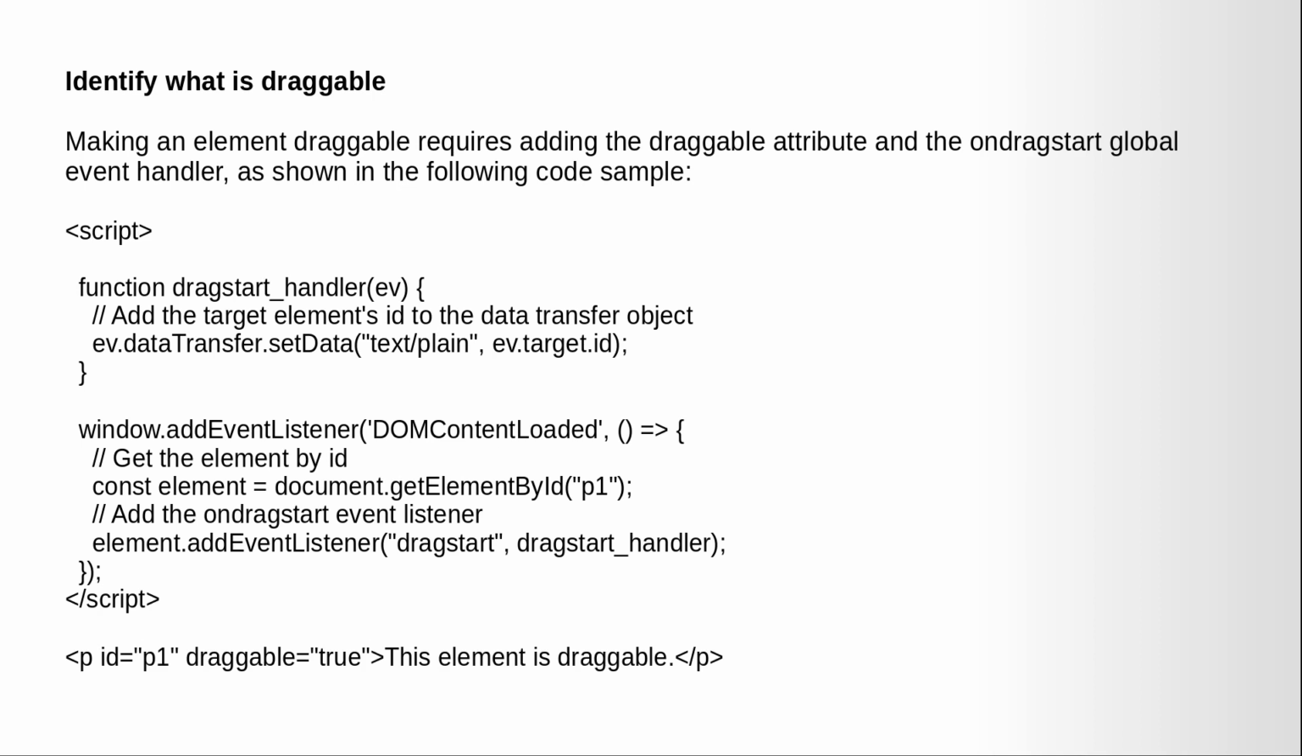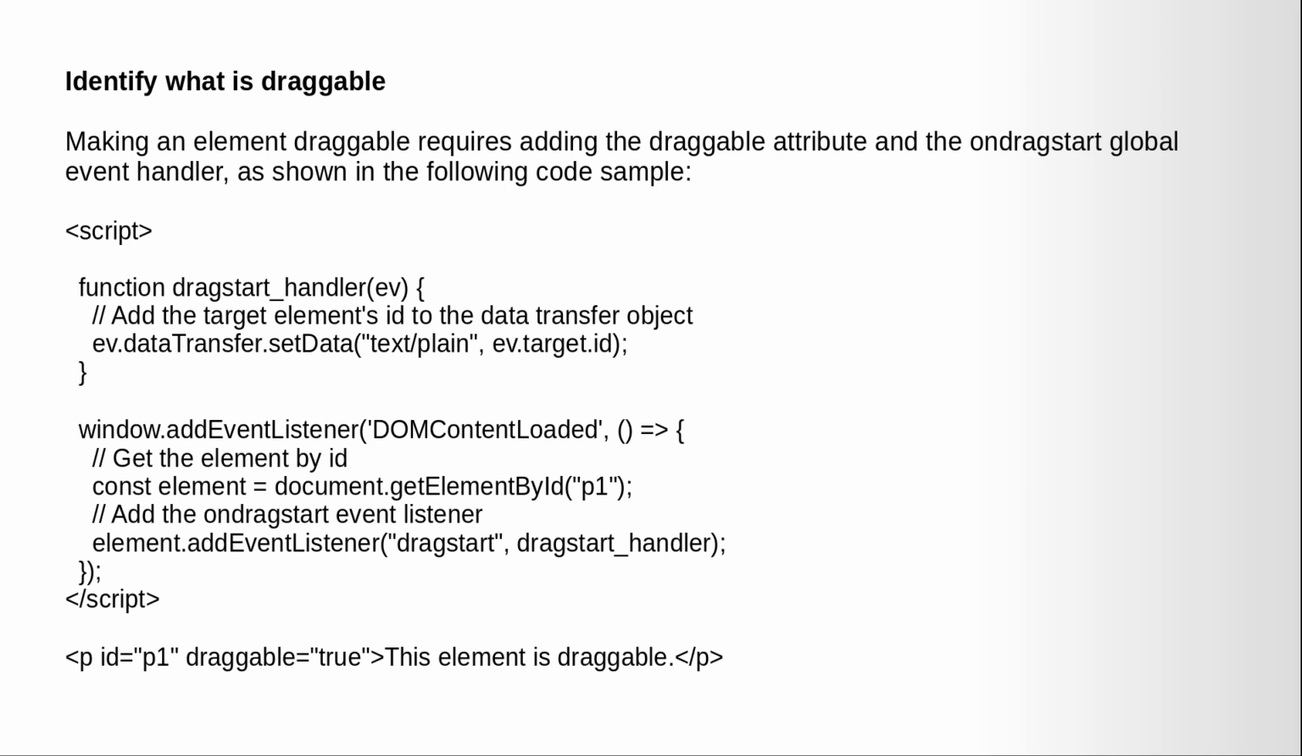So how to identify what is draggable? Making an element draggable requires adding the draggable attribute and an on drag start global event handler, as shown in the following code sample. We have a function called drag start handler which receives a parameter event, and on that event we start the data transfer. Then we have window.addEventListener on DOMContentLoaded, so when the whole page has been loaded we start our processing, get the reference to the element by ID and add an event listener on drag start.